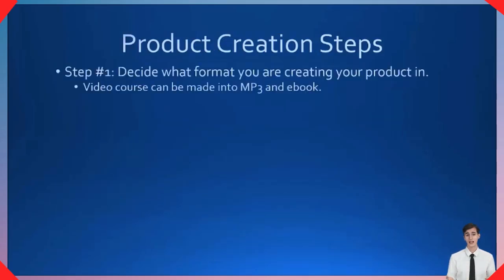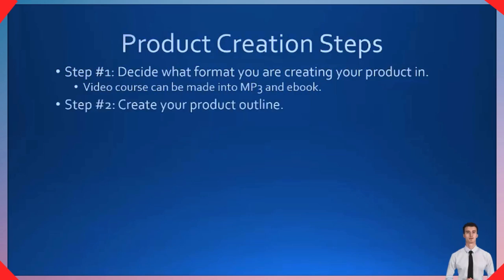Product creation steps. Step one is decide what format you're creating your product in. A video course can be made into an MP3 and an ebook. Keep that in mind. So like this video course that I'm doing right now, with the software I use, it can easily be converted into an MP3 format, which means it automatically becomes an audio. And then you could also take this same training using my voice, and you could hire somebody to do what's called a transcript of exactly what I'm saying, and they could convert that into an ebook pretty easily.